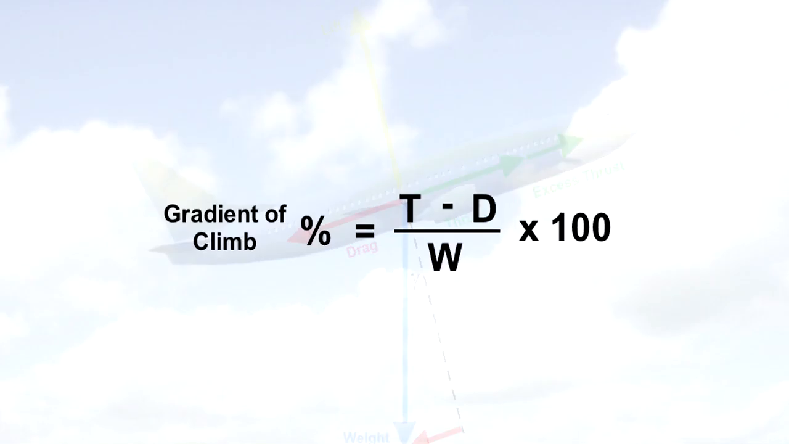This effect can also be observed in the formula we used to calculate the gradient of climb. If the weight increases, then the excess thrust is divided by a larger number, and so the gradient of climb will be less steep.